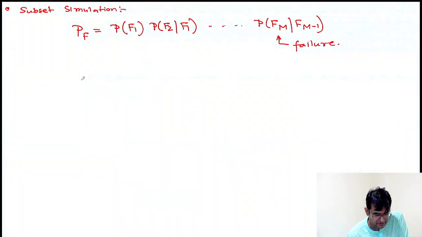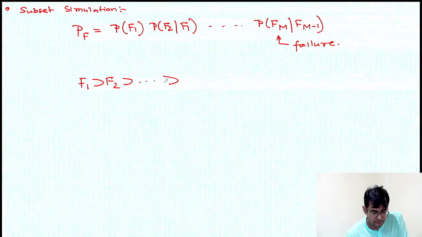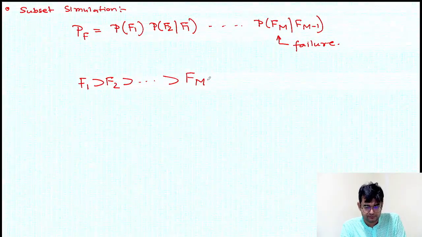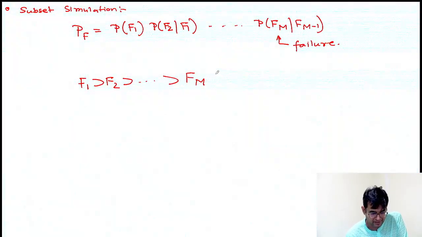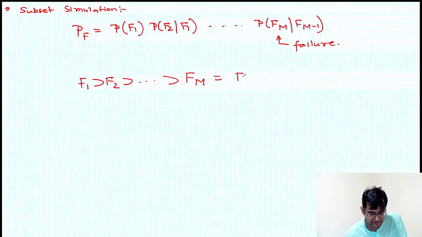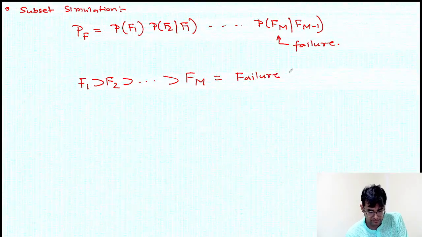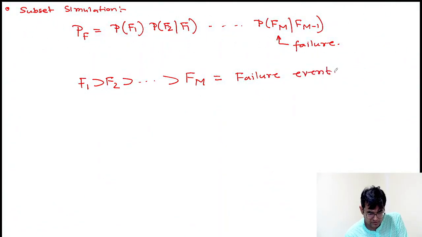For this kind of setup, the assumption is that F1 is a superset of F2, and so on, down to Fm, and this Fm is actually equal to the failure event. We said one more thing, that these events F1, F2 are decided by us. We can always decide those events such that each of them has approximately equal probability.